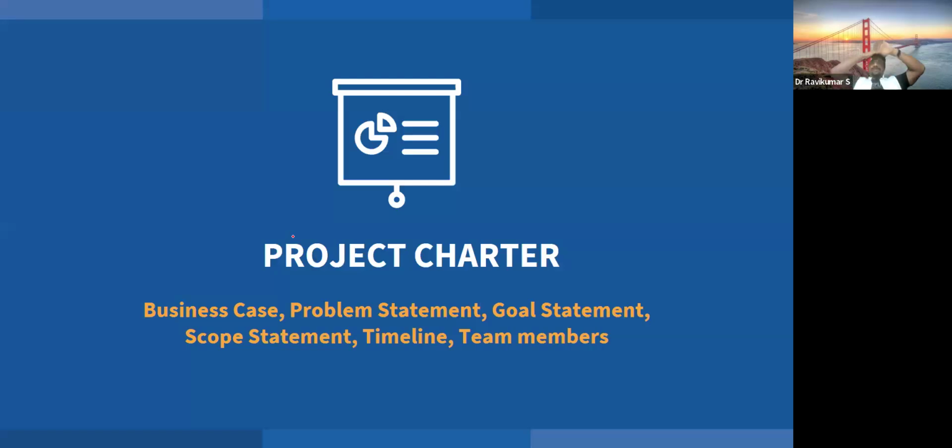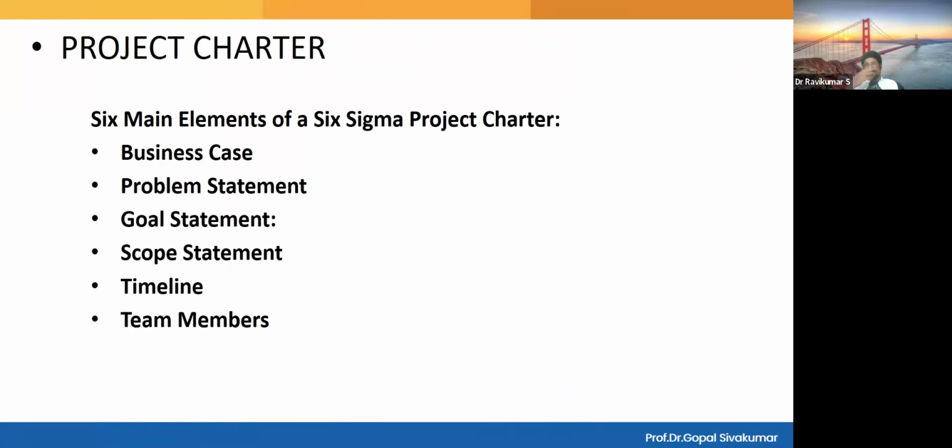Okay. So now we have completed two steps in the define phase. First one is identifying the problems. Then next one is selection of the problem. Then finally, we have to convert this into a project charter. We have to convert this into a report. That report is called the project charter. So what is a project charter? We will see it one by one. And what are the elements of the project charter? The project charter has 6 elements, guys.